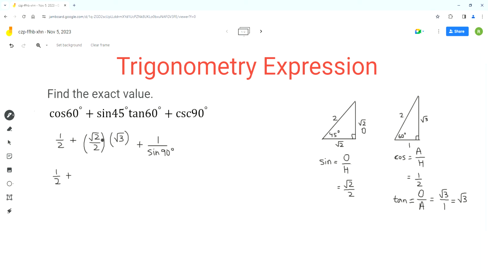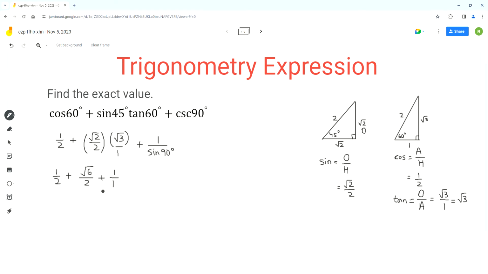Now in the second term, square root of 2 over 2 times square root of 3. Now the denominator of square root of 3 is 1. So when we multiply fractions, we multiply the numerator numbers and we multiply the denominator numbers. So in the numerator we get square root of 6 because 2 times 3 is 6 over 2 because 2 times 1 is 2, and now plus. Now we can evaluate this third term. So we know sine of 90 degrees is equal to 1. So we get 1 over 1.